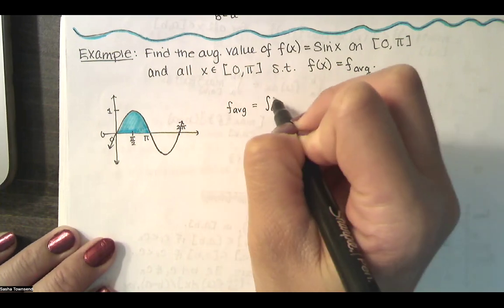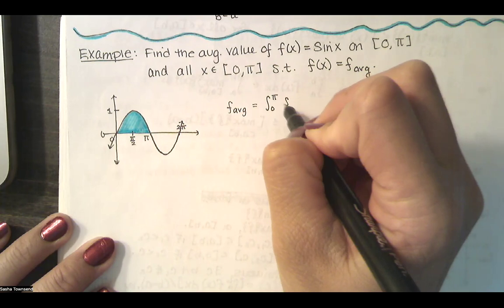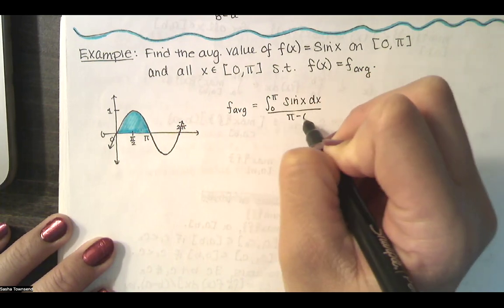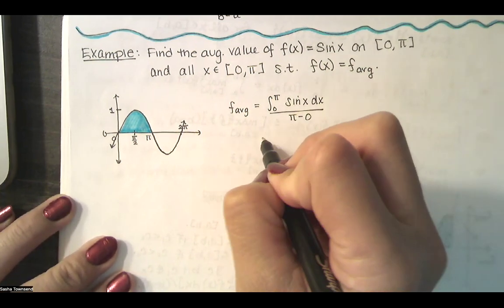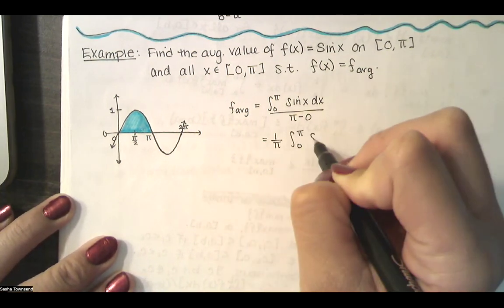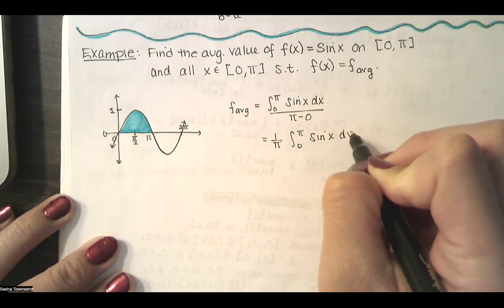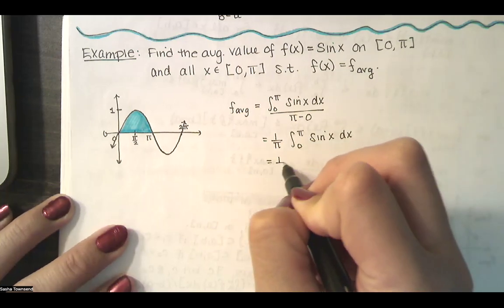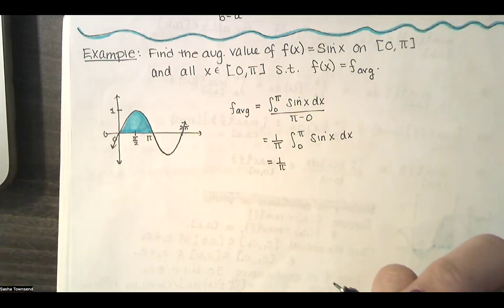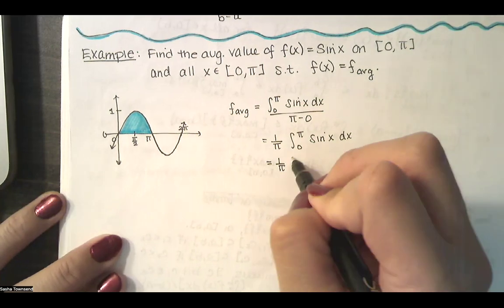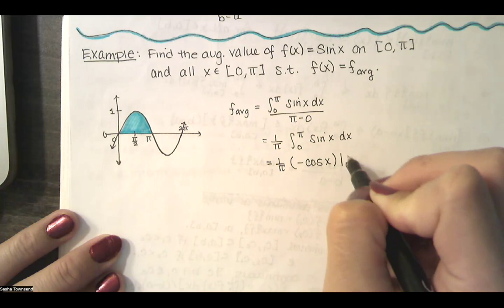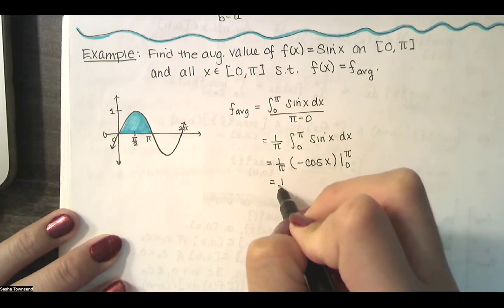So this will be the integral from 0 to pi of sine of x divided by pi minus 0. So I end up with 1 divided by pi times the antiderivative of sine of x, evaluated at 0 and pi, and then we subtract. So we just compute the antiderivative. You say to yourself, well, what do I take the derivative of to get sine of x? Negative cosine of x will work. Evaluate at 0 and pi and subtract.